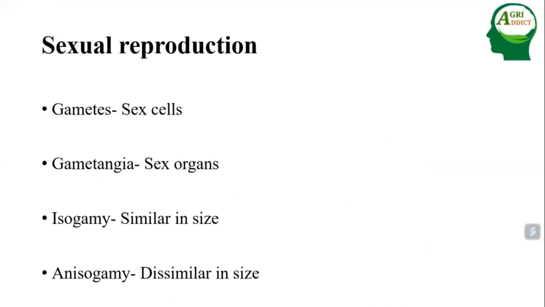Moving on, in case of sexual reproduction, the fungal sex cells are called gametes, whereas the sex organs are called gametangia. For example, male gametangia antheridium, female gametangia oogonium or ascogonium. If these gametangia are similar in size, it is isogamy. The name itself says iso means same. Whereas if they are dissimilar in size, it is anisogamy.